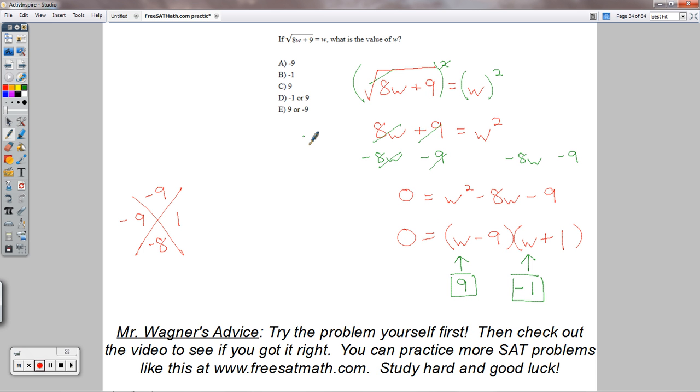Overall, 0 equals 0. So for this one, your correct answer choice should be 9 and negative 1. That's choice D for this one.